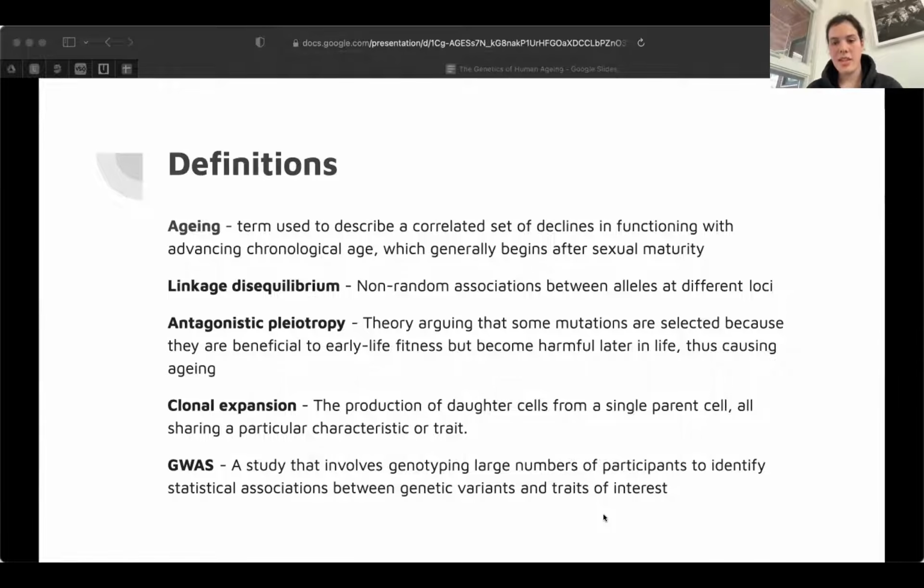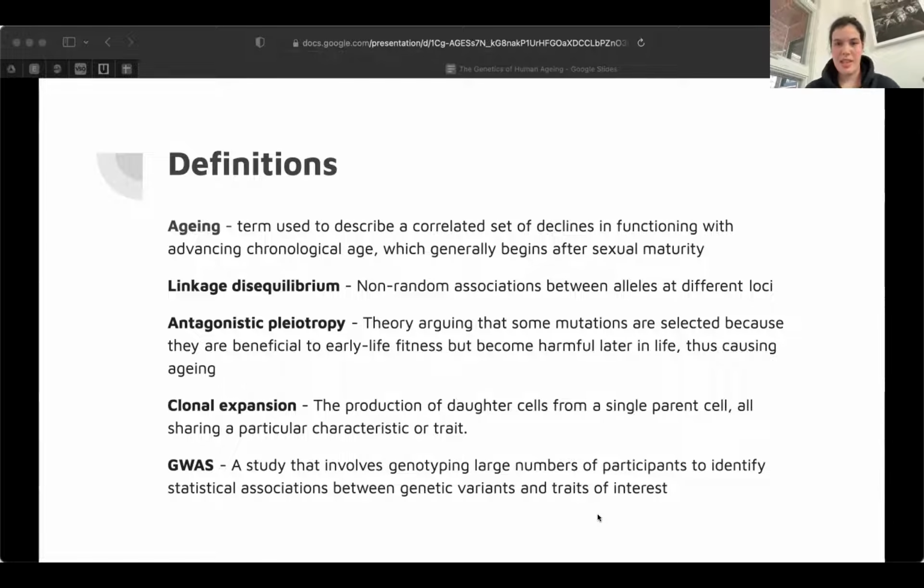Then GWAS is a study type they drew upon for the vast majority of this review, and it involves genotyping a large number of people or models, whatever your organism of study is, to identify any statistical associations between genetic variants. On the topic of aging, this was of particular difficulty because it's quite hard to pinpoint the phenotypes and genes involved with aging because it is a multi-systemic process. That is something they talk about being a struggle later on in the paper.